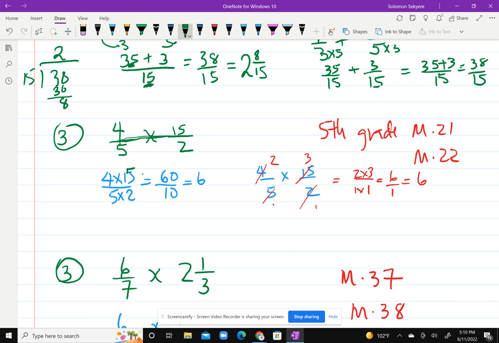4 times 15 divided by 5 times 2. Okay, and then you get 60 over 10, which is 6. Sometimes the numbers may be big, and so what I suggest you do is simplify first.